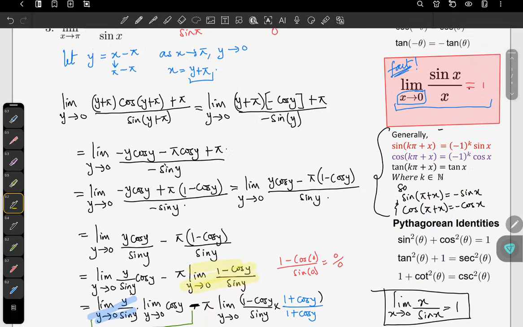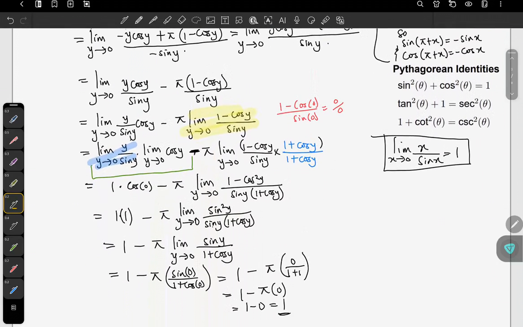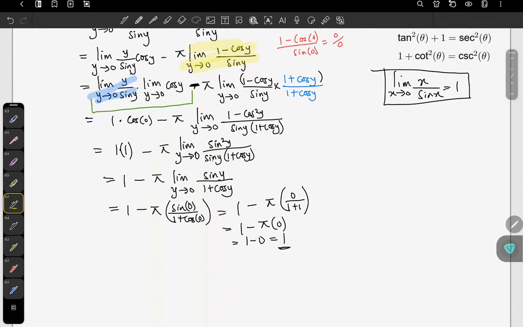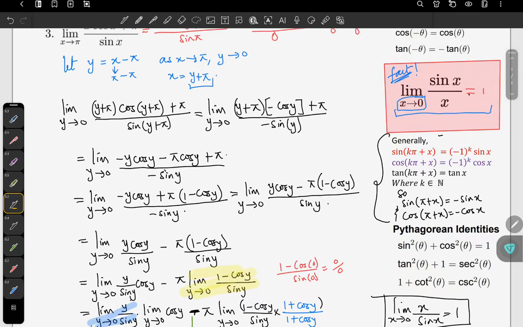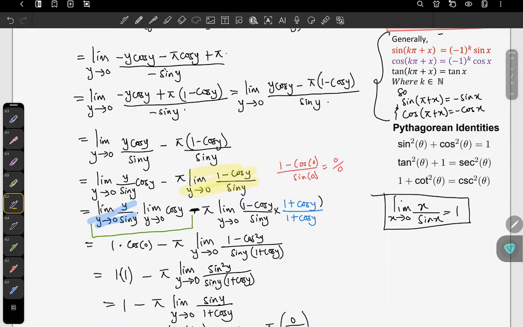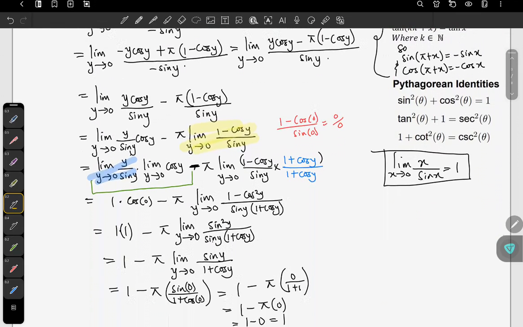The only fact that we use there is that the limit of sine x over x as x approaches 0 is equal to 1. So if there are any questions or any reservations or anything you'd like me to clarify about this particular question, do not hesitate to drop your comments below.